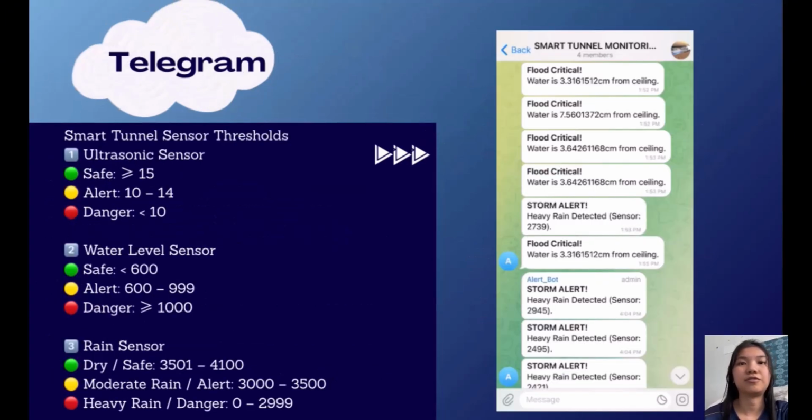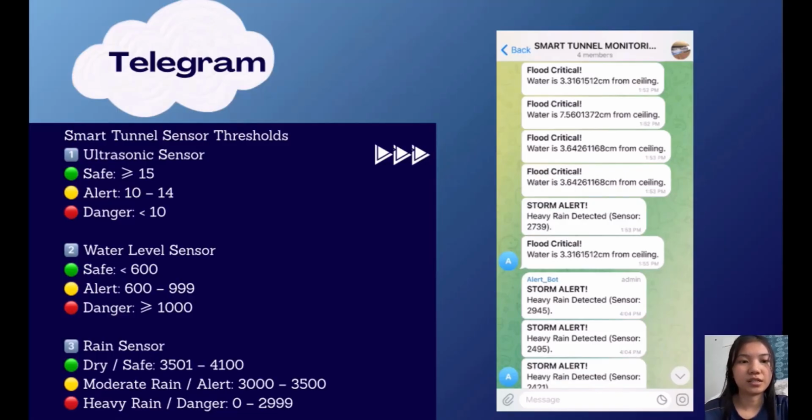So the last one is we have the notification in the Telegram. So here is the threshold for each sensor. First one, ultrasonic sensor, the threshold for safe is the reading when greater or equal to 15 cm. And then the alert is 10 to 14 cm. And then the danger is when the ultrasonic sensor sends less than 10 cm.